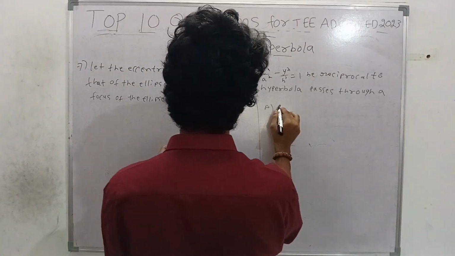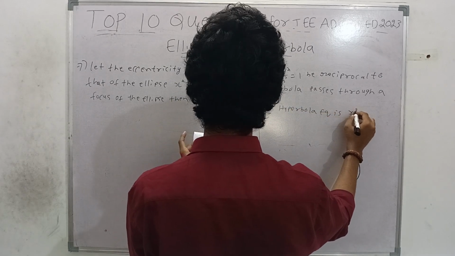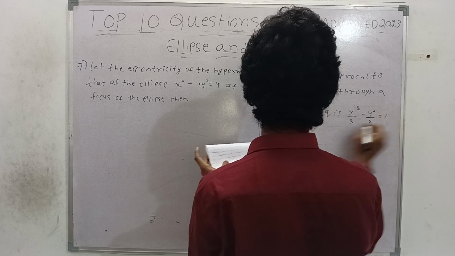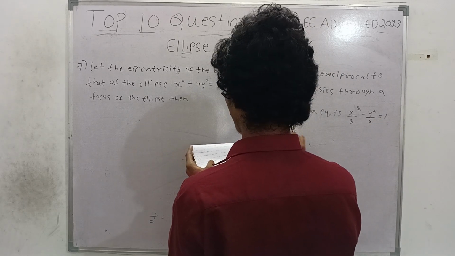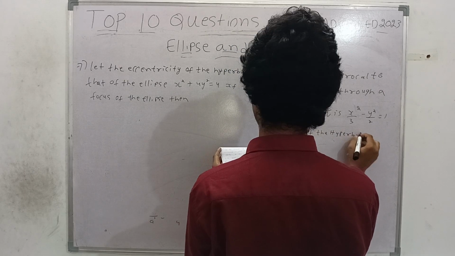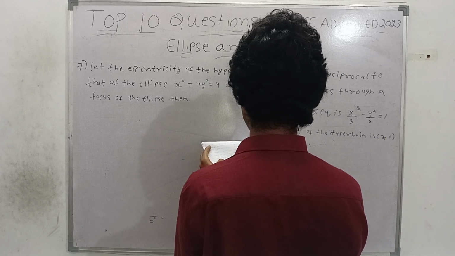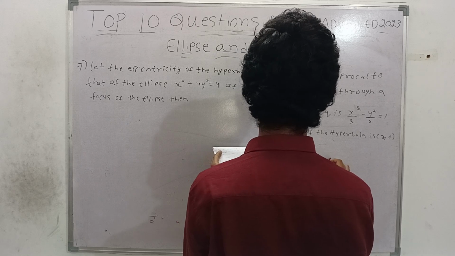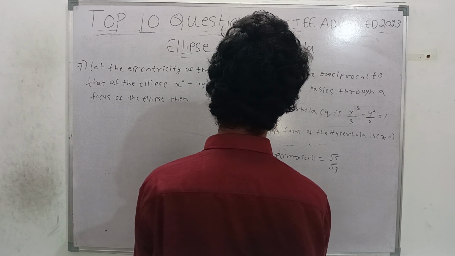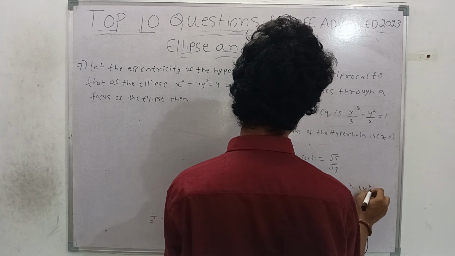Option A, hyperbola equation is x square divided by 3 minus y square divided by 2 equal to 1. And option B, focus of the hyperbola is 2, 0. And option C, eccentricity is root 5 by root 3. And option D, equation of hyperbola is x square minus 3y square equal to 3.